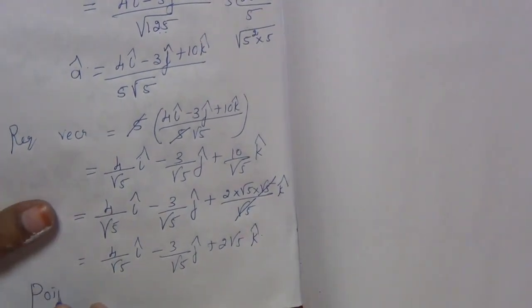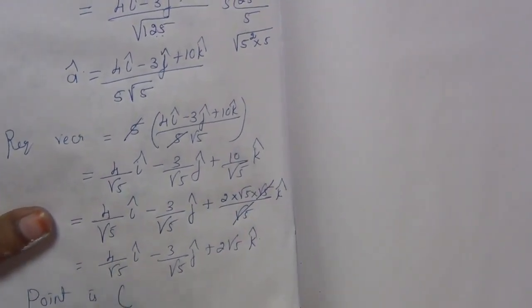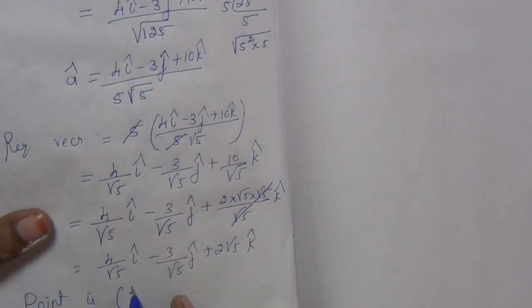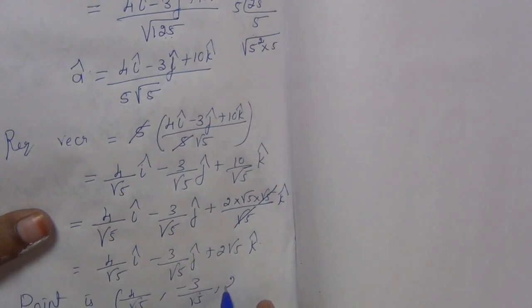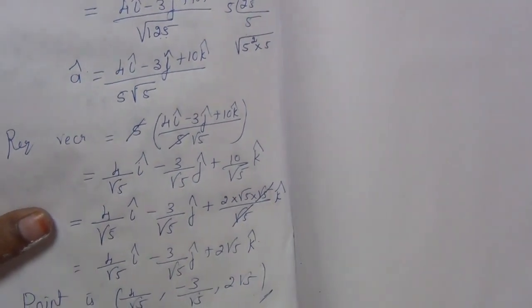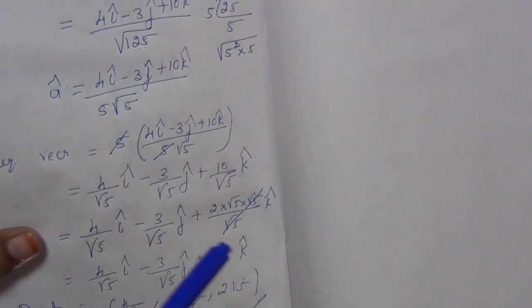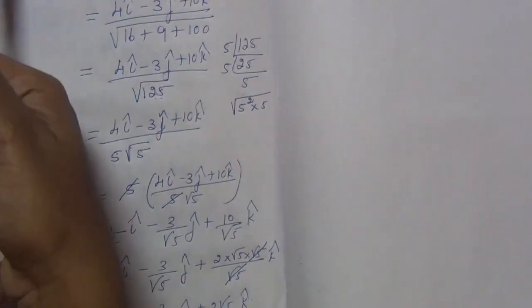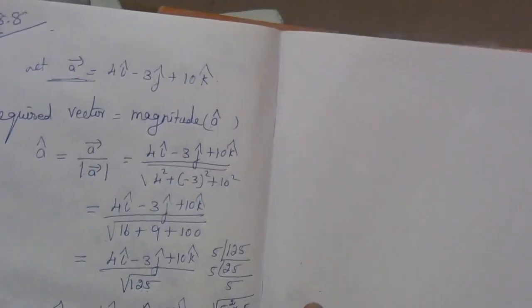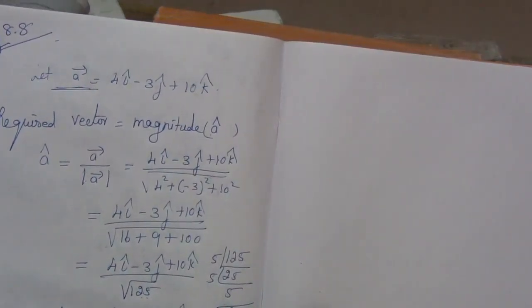So the point, we know, will be x comma y comma z. That is 4 by root 5 comma minus 3 by root 5 comma 2 root 5. So this is the way we have to find a vector or a point using the vector given along with the magnitude.